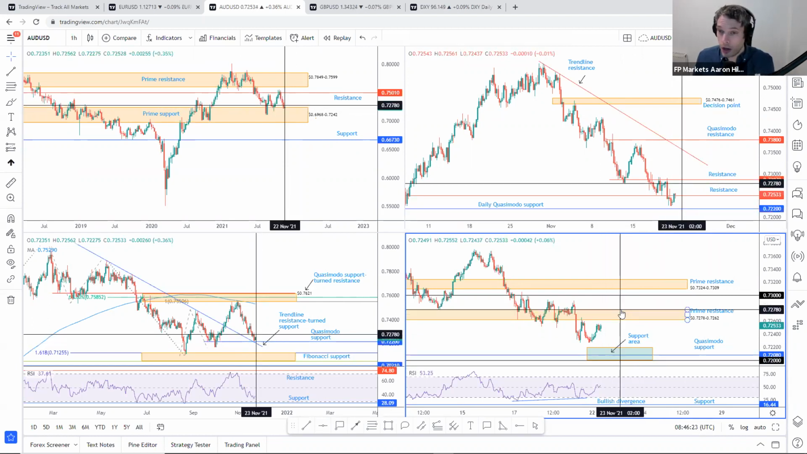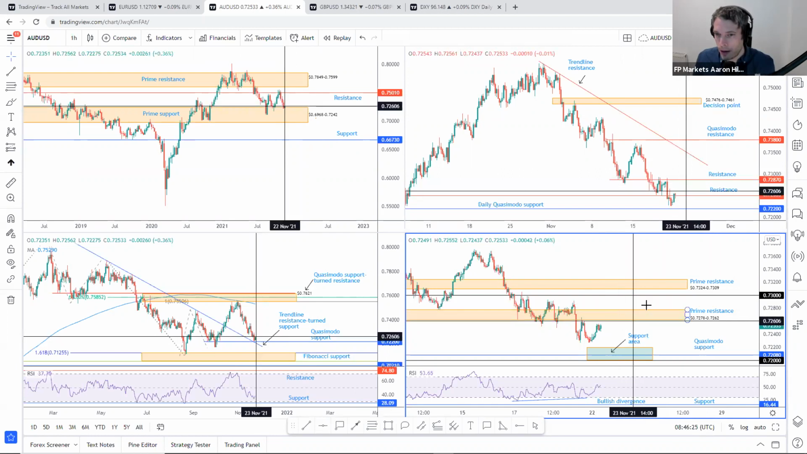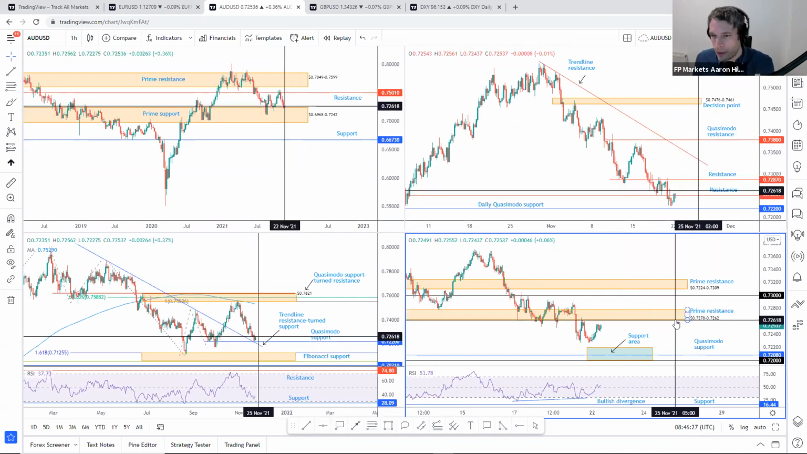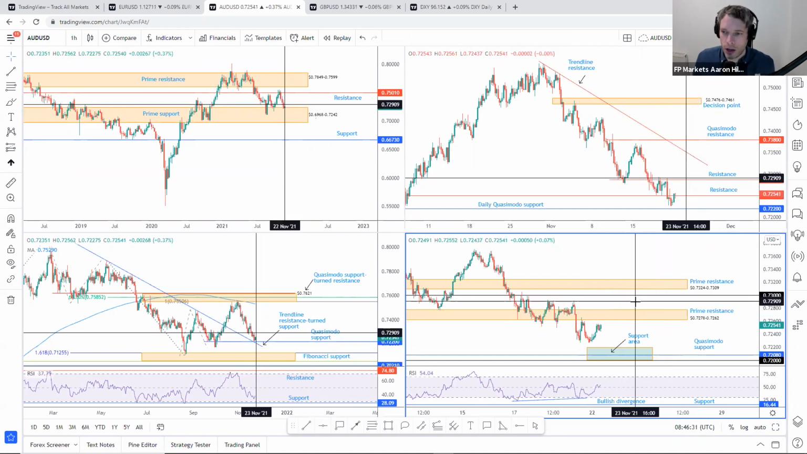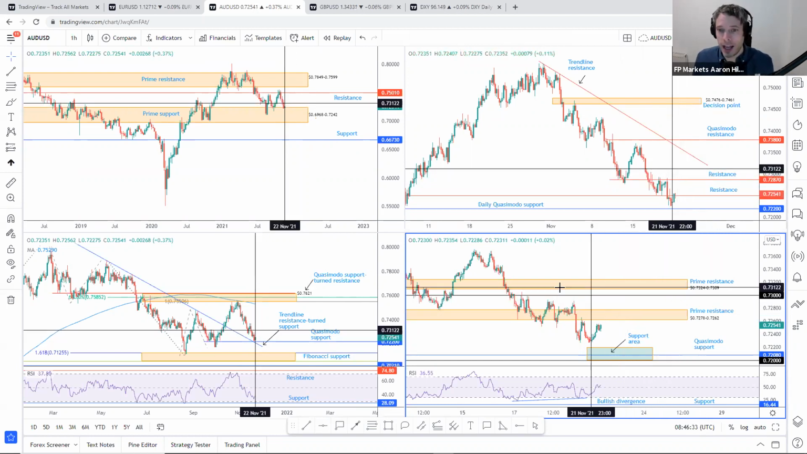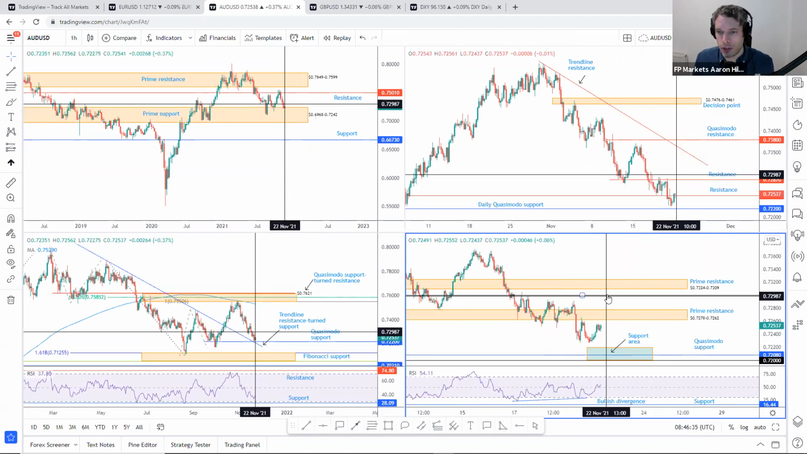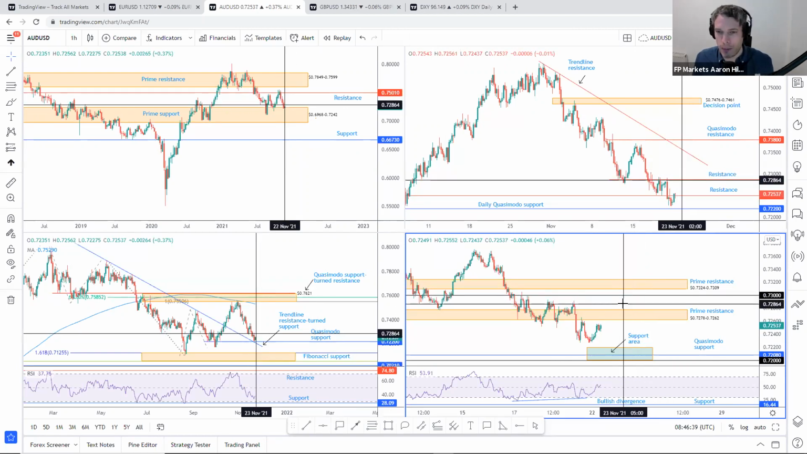Should we push lower? Alternatively, if we do come above this prime resistance on the H1 time frame at 72.78, 72.62, do keep an eye on the 73 figure. Now, I would not encourage any short selling from this round number, as round numbers, as most of us will acknowledge, usually attract some form of whipsaw.